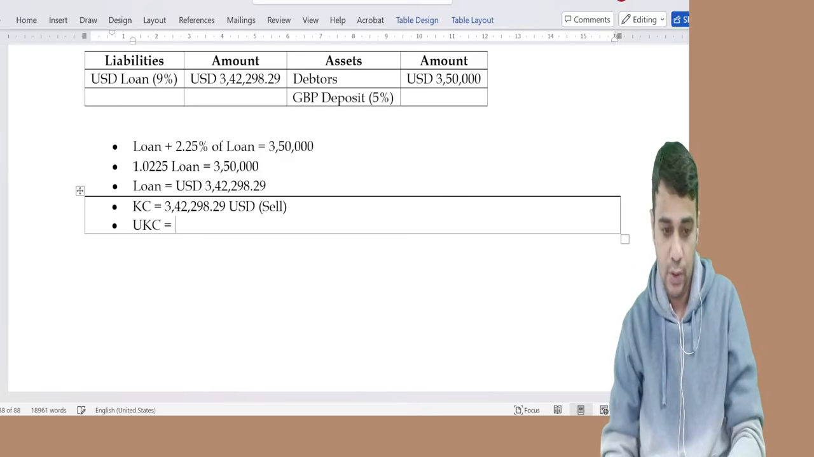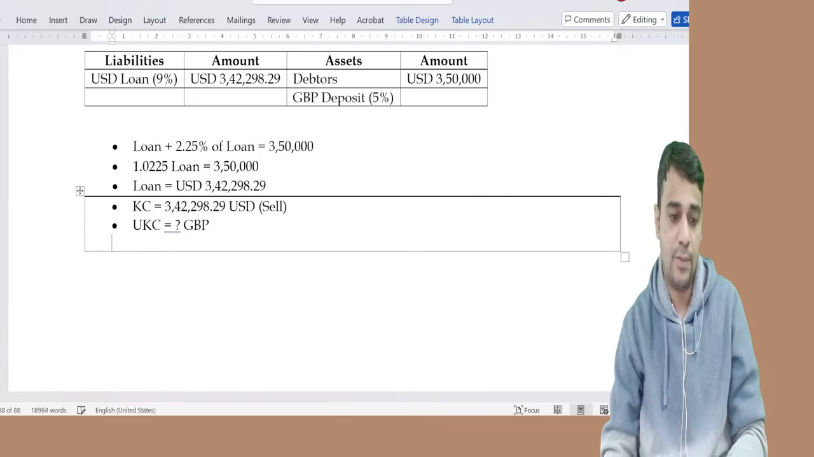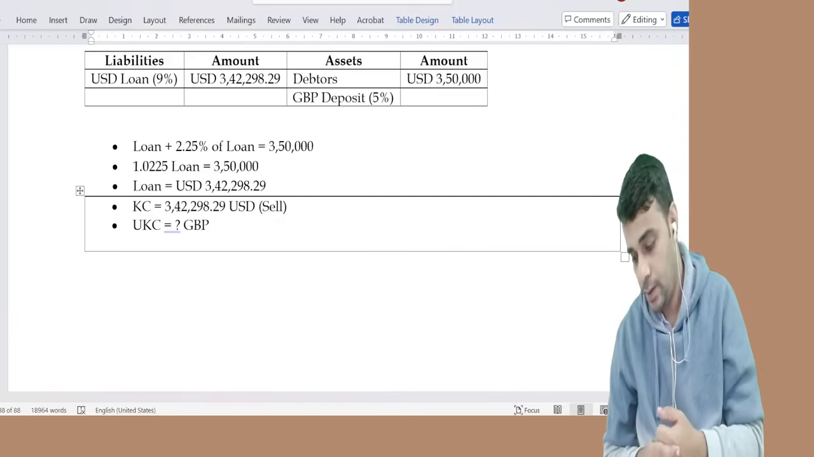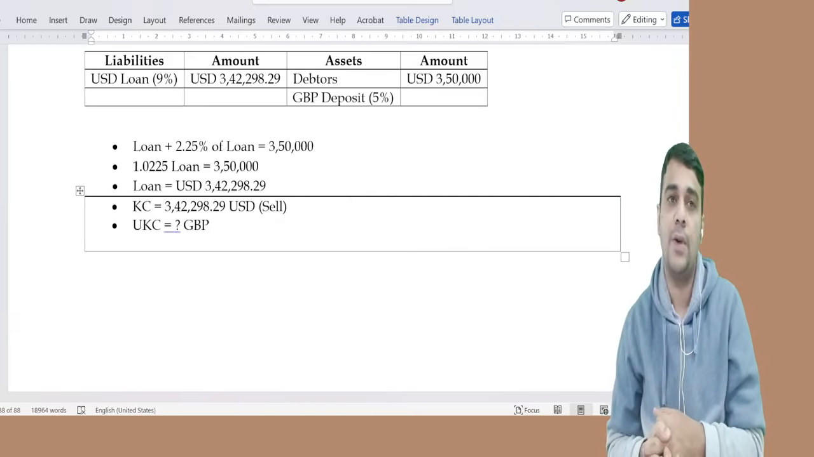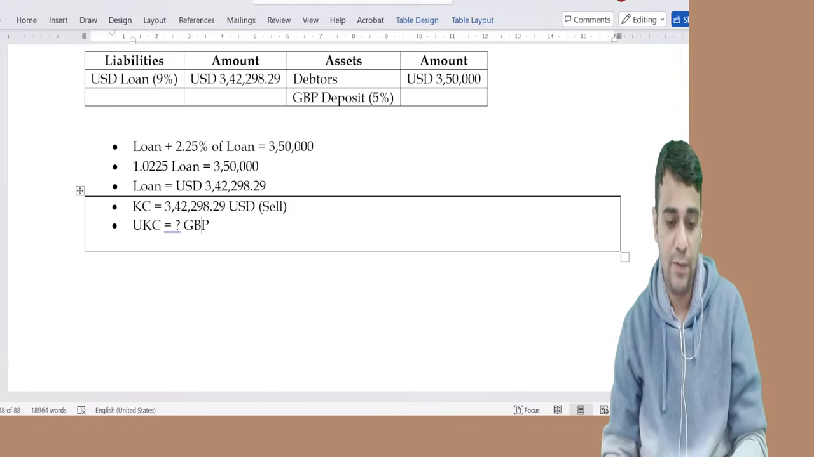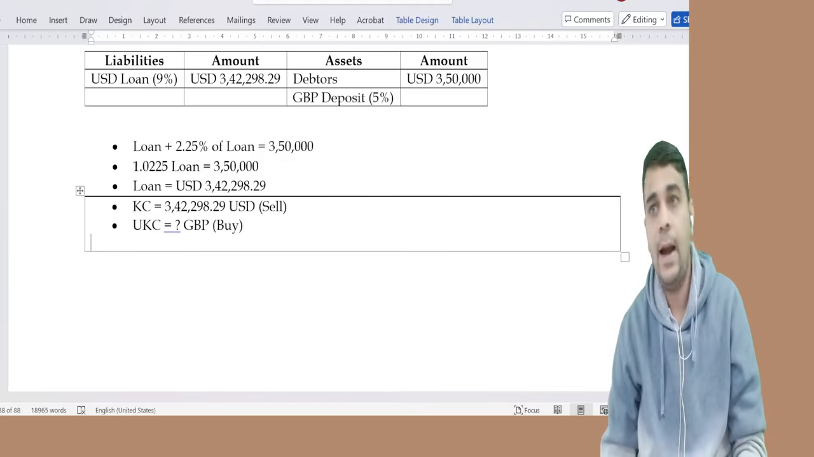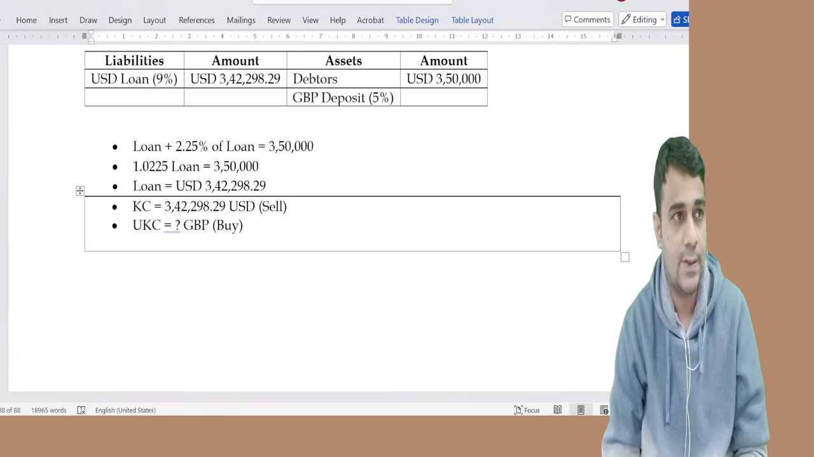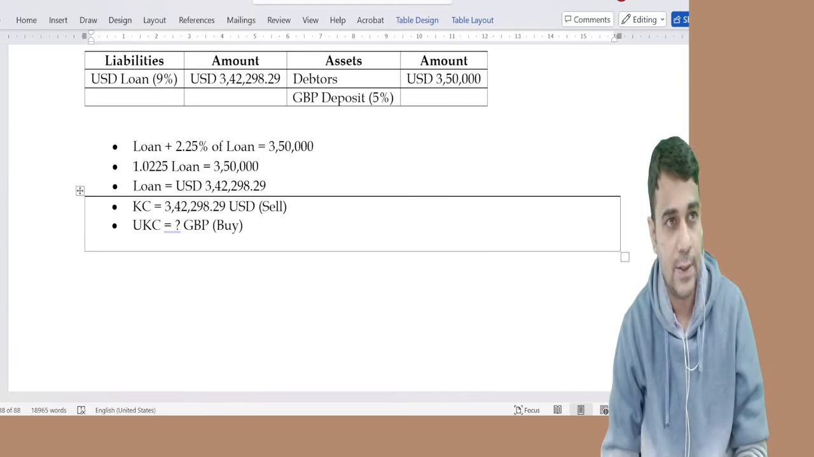Unknown currency, question mark, GBP. Known currency. 342,298.29 dollars. Unknown, question mark, GBP, which we are planning to buy now. I'll be selling the dollars and buying the pounds.